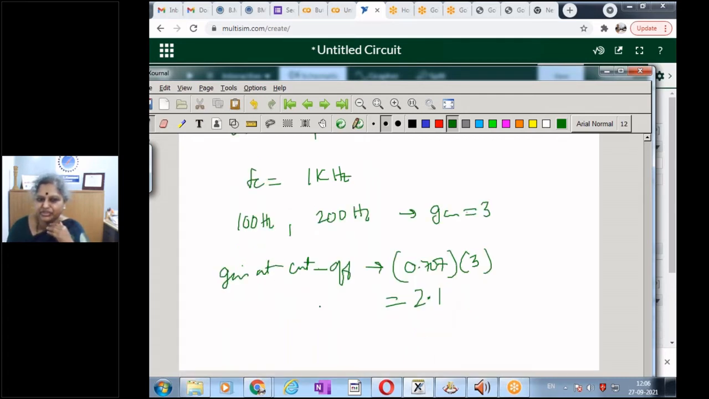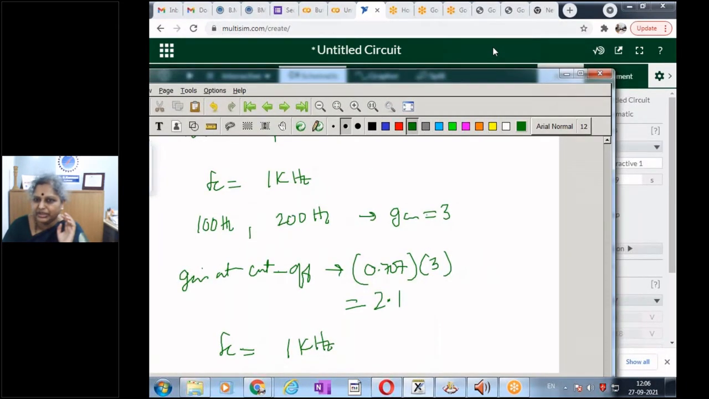So if I set my frequency FC equal to 1 kilohertz, I will not get a gain of 3. I will get a gain of 3 into 0.707, which is 2.1. Did we see this output? We saw the gain of 2.1 at cutoff frequency. So this is something we need to remember.